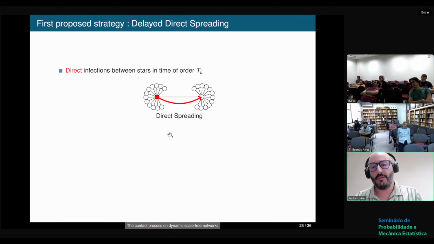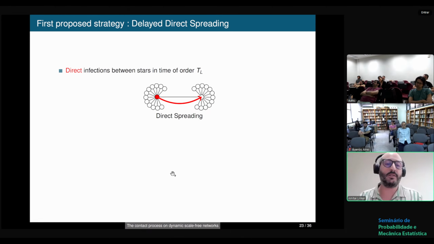Delayed direct spreading. So what we're going to say is that stars are going to uphold the infection for a very long time, until two stars are directly connected, and then they're going to infect each other. Right? So this is direct because the vertex directly infects the other center, and in a time scale of order local survival.